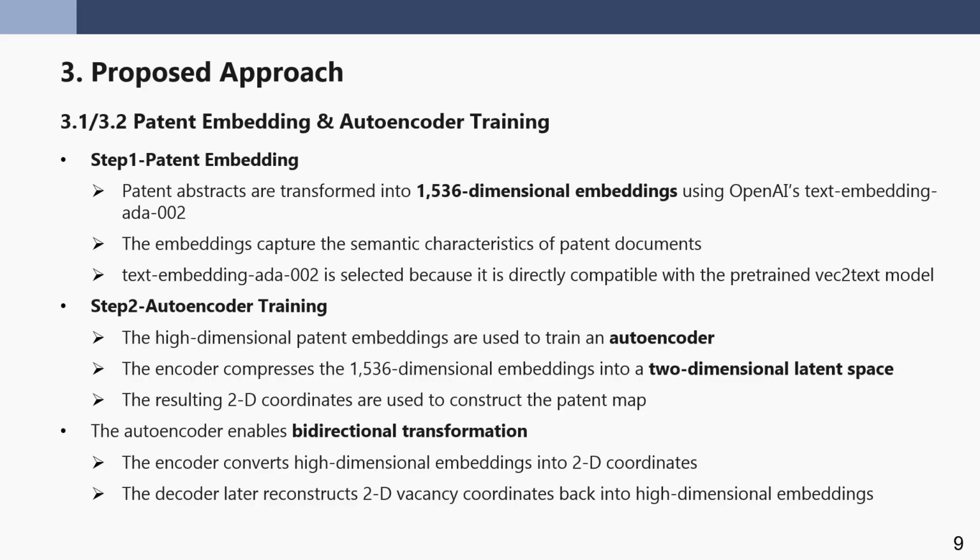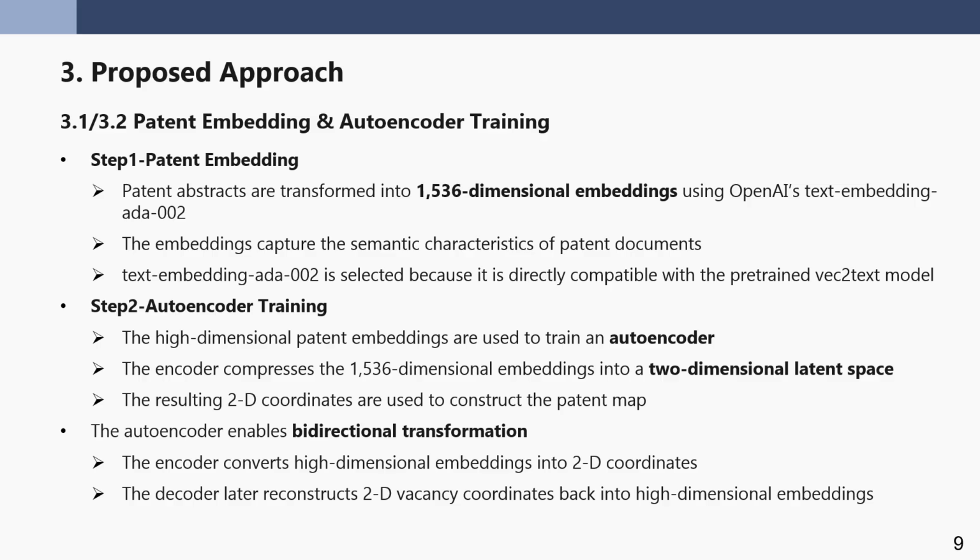Here are the patent embeddings and autoencoder training processes. In step 1, patent abstracts are converted into 1536-dimensional embeddings using OpenAI's text-embedding-ada-002 model. These embeddings represent the semantic characteristics of each patent, so patents with similar technology content can be represented in similar regions of the embedding space. This embedding model is selected because it is directly compatible with the pre-trained vector-text model used later for embedding inversion.